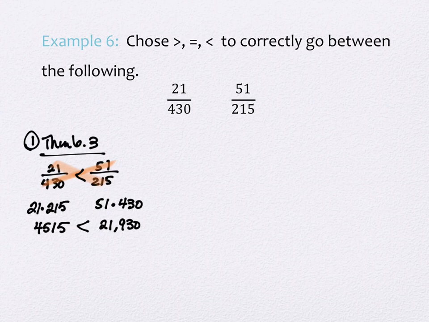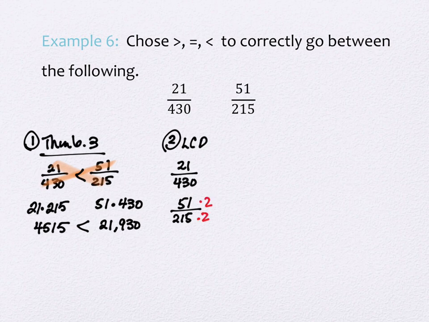Let's do it the second way that we had talked about, which is with the least common denominators. So 21 over 430. And I have 51 over 215. And we talked about the fact that if we multiplied the second one, the 215 by 2, we would get 430. And what do we get on top? What's 51 times 2? 102. Very clearly 102 is bigger than 21, right? So the second fraction is bigger than the first, like this.